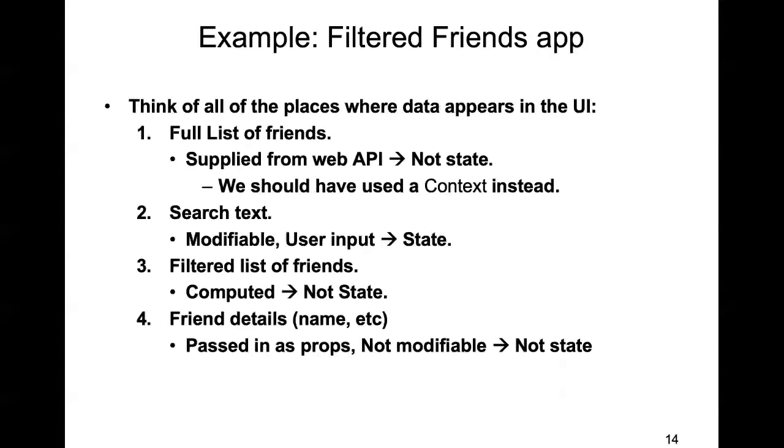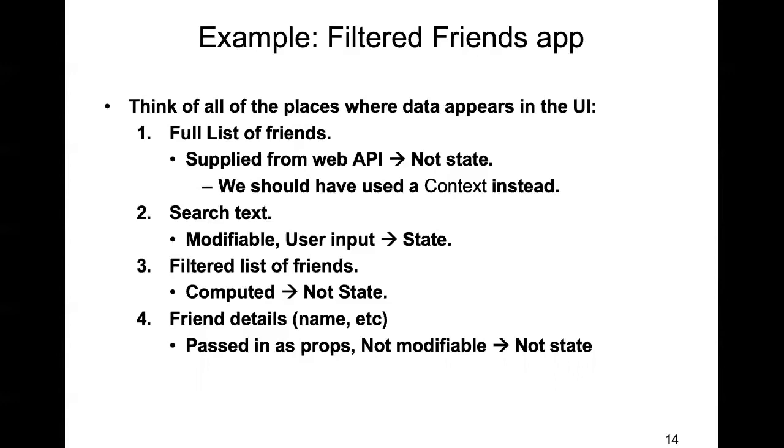Putting all of that together, if you think of the UI of the filtered friends in terms of the data that appeared on the UI, the only data that will really transpire to state is the text box. Just in terms of data, we had a list of friends. Well, the full list of friends actually is domain data, our model data from the web API, and we've already said you shouldn't store that as state, even though I did store it as state, but I've already explained why I had to.